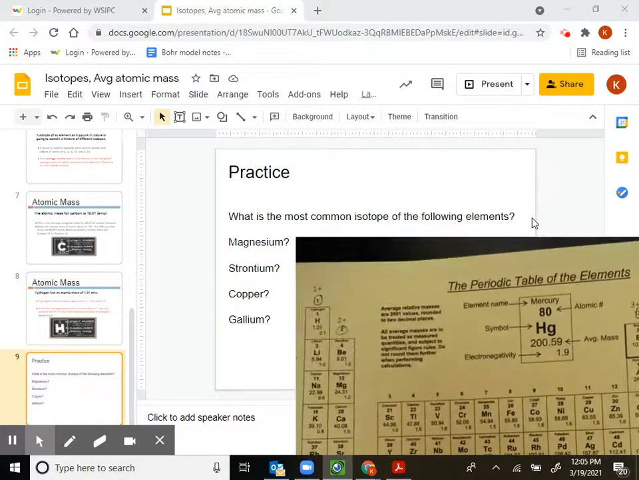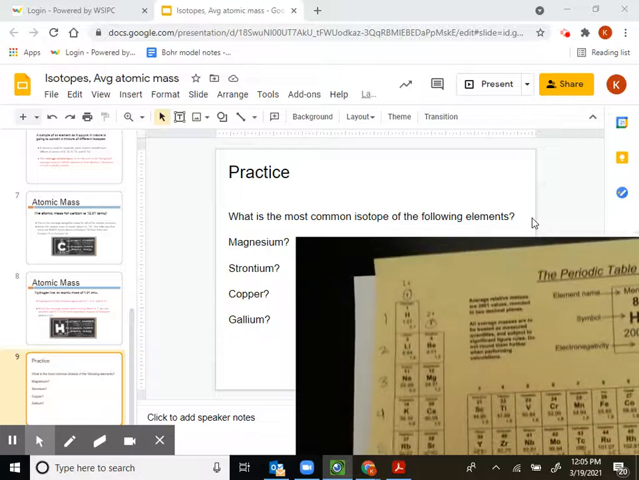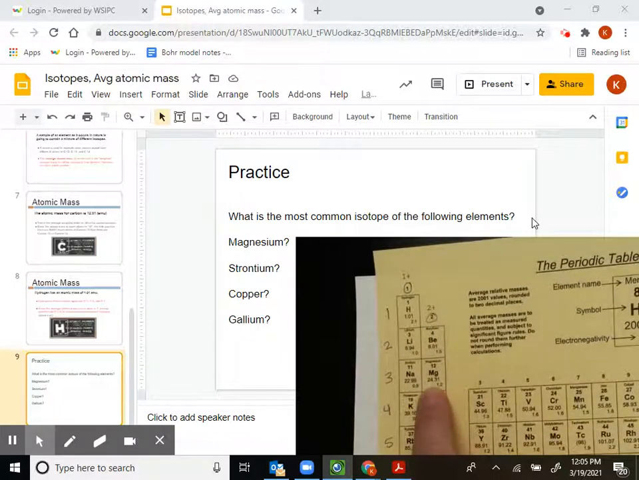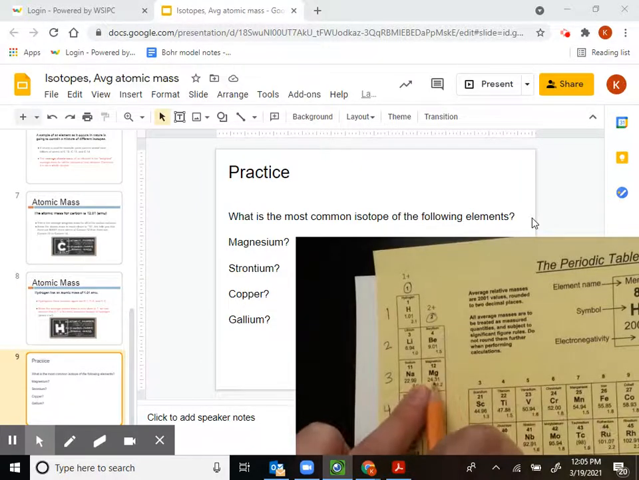And the first one it asks for is magnesium, which is right here. So magnesium's number is 24.31. So we look at that number and we decide whether we round up or keep it the same. If there's a 5 or higher after the decimal, it rounds up. 4 or lower, it stays the same. So the most common isotope for magnesium would be magnesium 24.